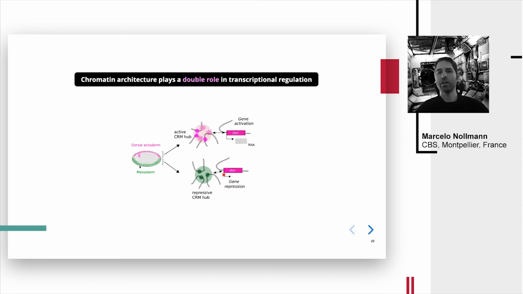In the other tissues, these enhancer elements are still forming hubs, but now they're occupied by transcriptional repressors. And so what it means is that when the promoter gets in contact with this repressive hub, what it does is essentially enhance the repression of genes. Right? So in this sense, chromatin architecture can play a double role in transcriptional regulation.